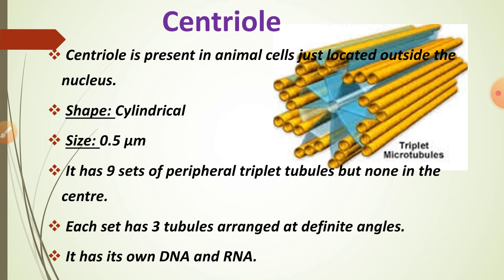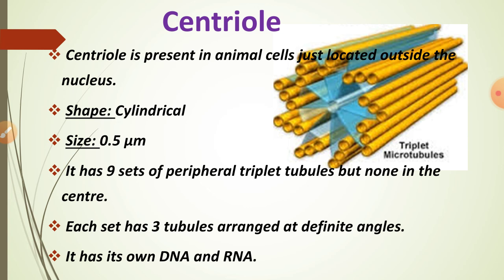It has 9 sets of triplet tubules, but nothing is in the center. See the picture, that golden color, no? So 1, 2, 3, 4, 5, 6, 7, 8, 9. So 9 sets of tubules are present in centriole, but nothing is in the center.